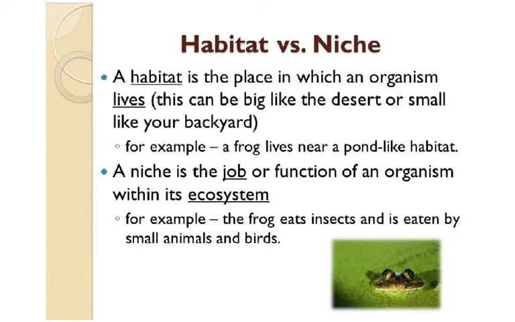Then we come to the word habitat, which is used very often. Habitat is a place where an organism lives. This can be a desert, it can be your backyard, it can be a lawn, it can be a forest. For example, a frog lives in a pond-like habitat. A niche is a job or function of an organism within its ecosystem. The frog eats insects and is eaten by small animals and birds. So habitat is the place where an organism lives. It's sort of like your address, where you live, your house.